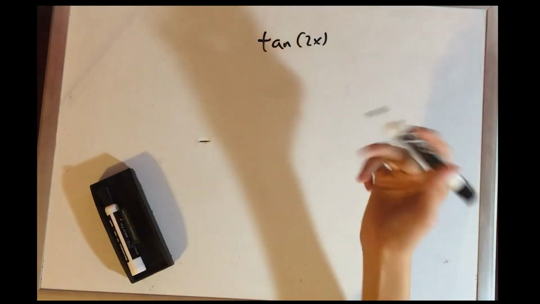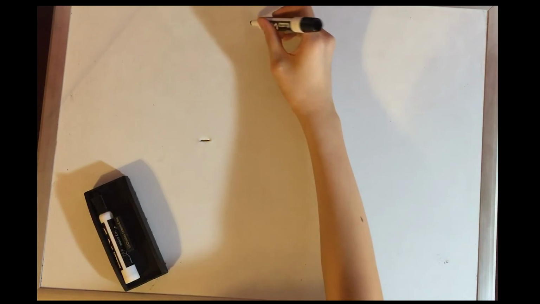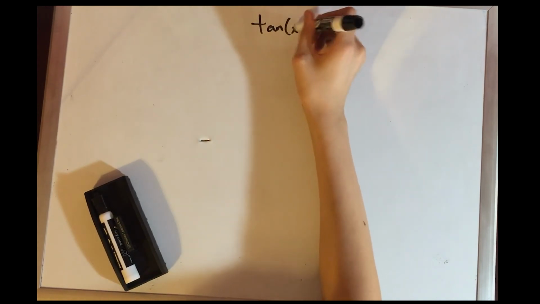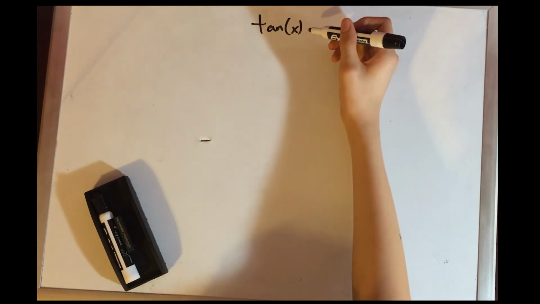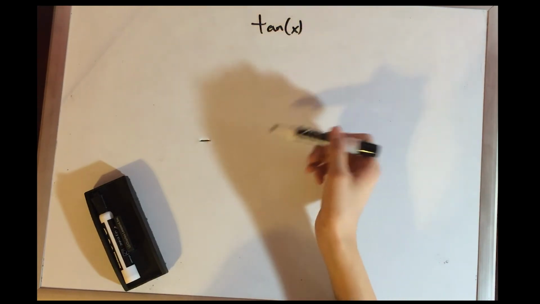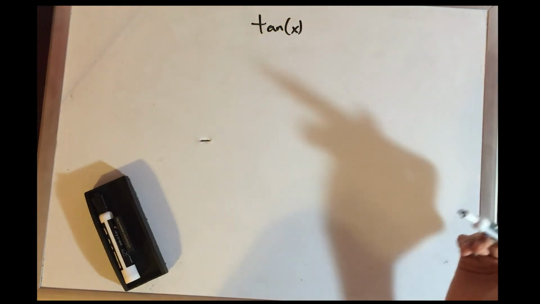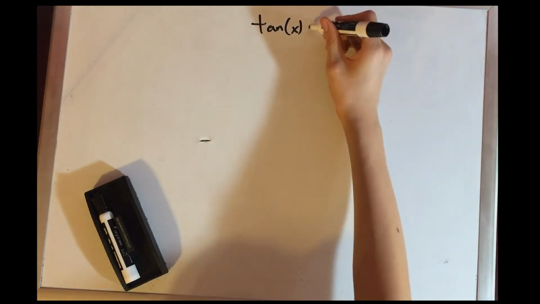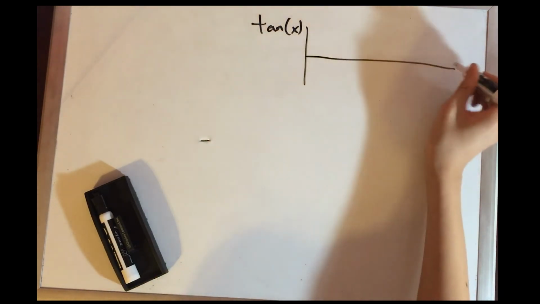So I'll go ahead, I'll graph tangent of x first, the parent function of tangent of 2x, and then I'll shift tangent of x so that it is tangent of 2x, and then we'll use that graph for tangent of 2x. So here's what tangent of x looks like.